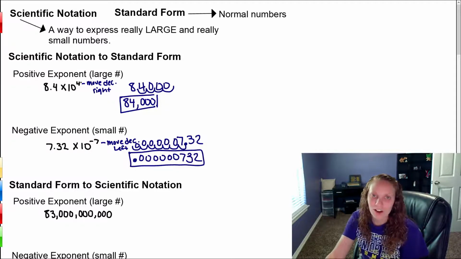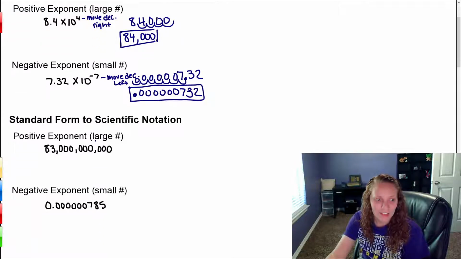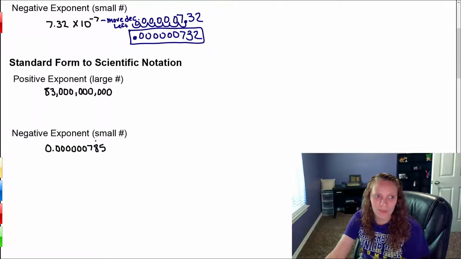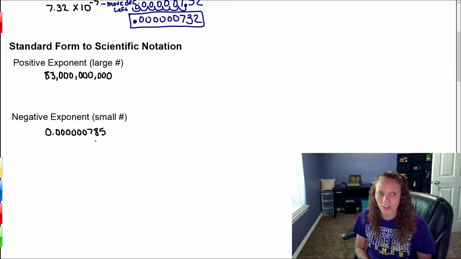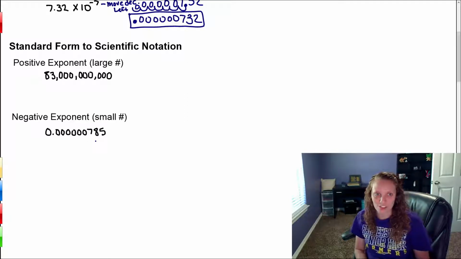So if it's a positive exponent, move the decimal to the right. If it's a negative exponent, move the decimal to the left. Let's try going the other way. So we're going to go from a standard form number to scientific notation.